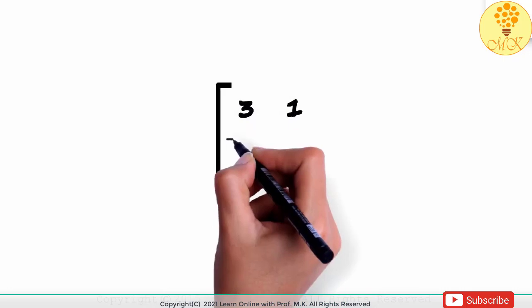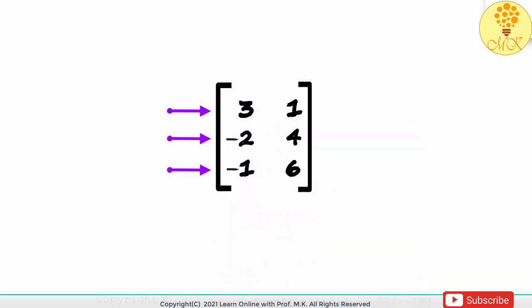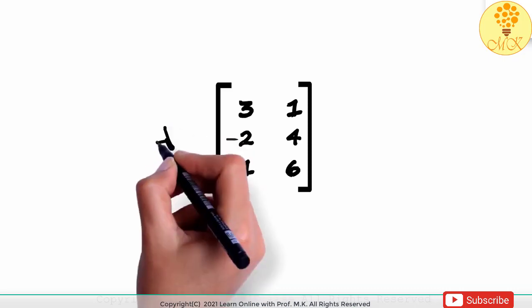Let's create a matrix which has 3 rows and 2 columns. Matrices are named using capital letters. We can call this one matrix A.